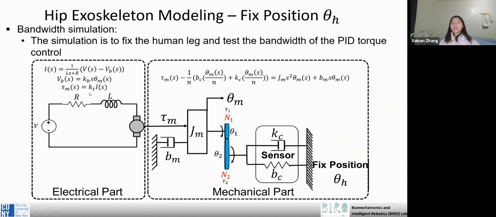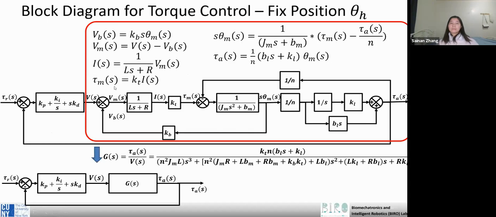Since the bandwidth simulation is fixed at the human leg, we test the bandwidth of the PID torque control. If we fix theta H from the modeling, we can get the bandwidth analysis. Based on the basic equations, we draw the control block diagram and use a PID control and give a closed control diagram.